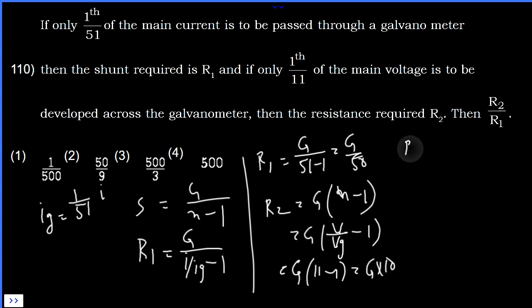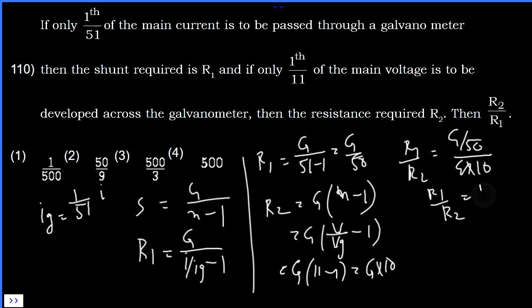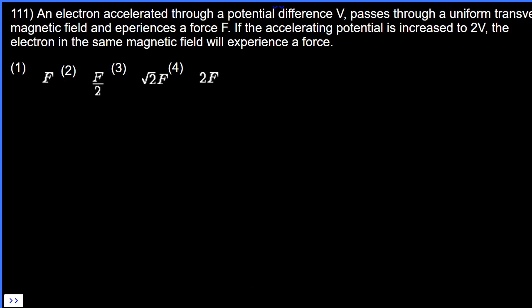So R1 by R2 is equal to (G by 50) by (G into 10). G gets cancelled. The R1 by R2 ratio is 1 by 500, so the R2 by R1 ratio is 500. Option number 4. Next one is problem number 111.